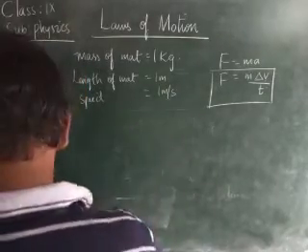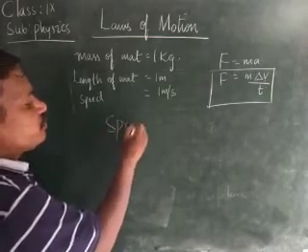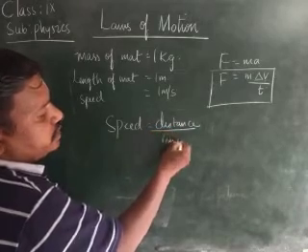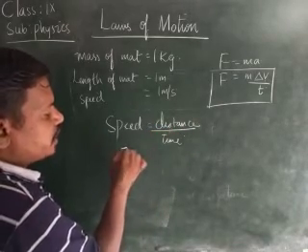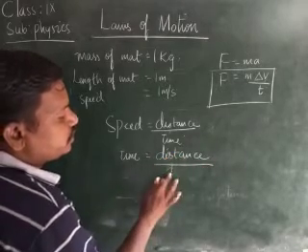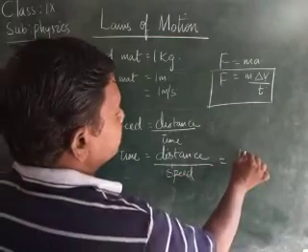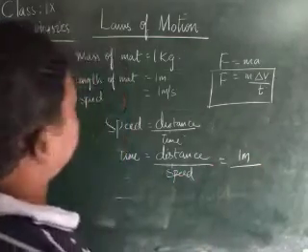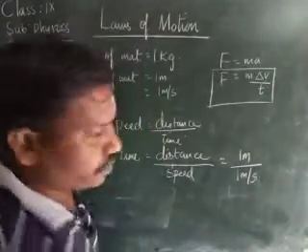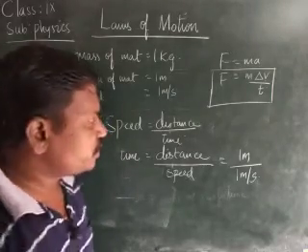Therefore, here normally we have speed is equal to distance by time. What is time then? Time is equal to distance by speed. What is the distance here? 1 meter. What is the speed here? 1 meter per second. Here we got the distance covered by the end, that is 1 meter.